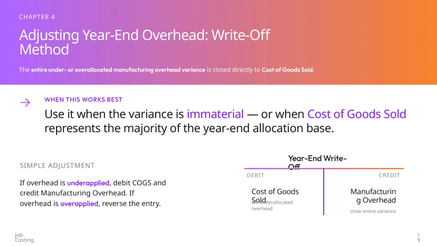If overhead is underapplied, we debit cost of goods sold and credit manufacturing overhead. Conversely, if overhead is overapplied, we reverse this entry by debiting manufacturing overhead and crediting cost of goods sold. Essentially, this method simplifies the year-end correction by moving the variance in total to cost of goods sold, ensuring our financials reflect the actual overhead costs accurately.